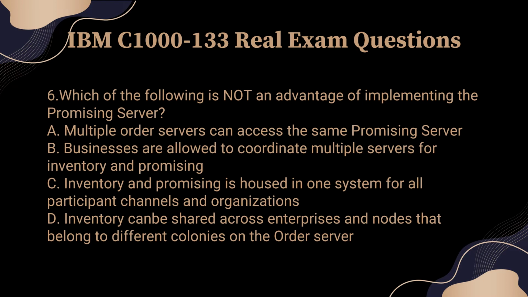6. Which of the following is not an advantage of implementing the promising server? A. Multiple order servers can access the same promising server. B. Businesses are allowed to coordinate multiple servers for inventory and promising. C. Inventory and promising is housed in one system for all participant channels and organizations. D. Inventory can be shared across enterprises and nodes that belong to different colonies on the order server.